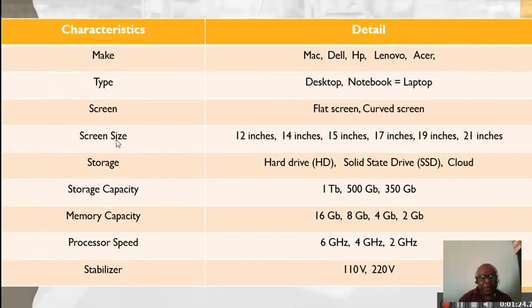We can also describe a computer we have or we want to buy by talking about the size of the screen, just as we do with the TV sets. Is it a 12-inch screen, 14 inches, 15 inches, 17 inches, 19 inches, or 21 inches? Here we use inches, which is the imperial measure.